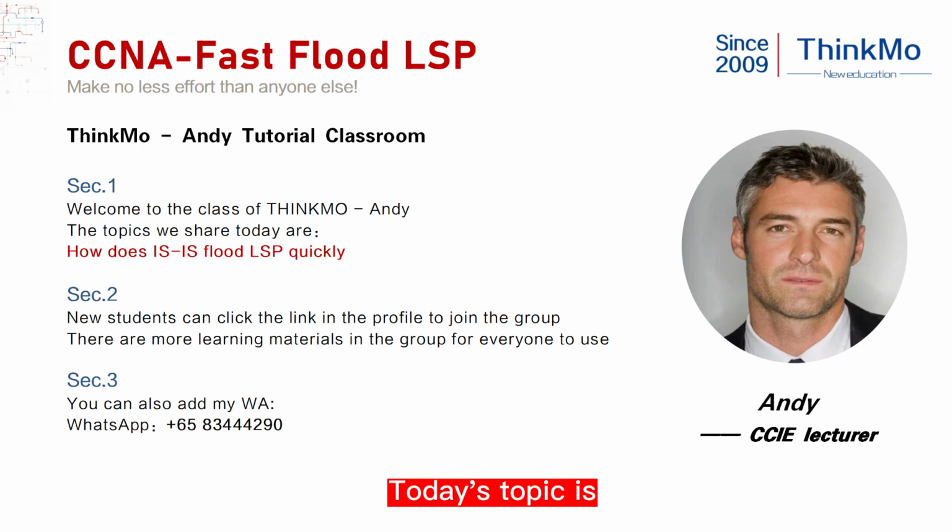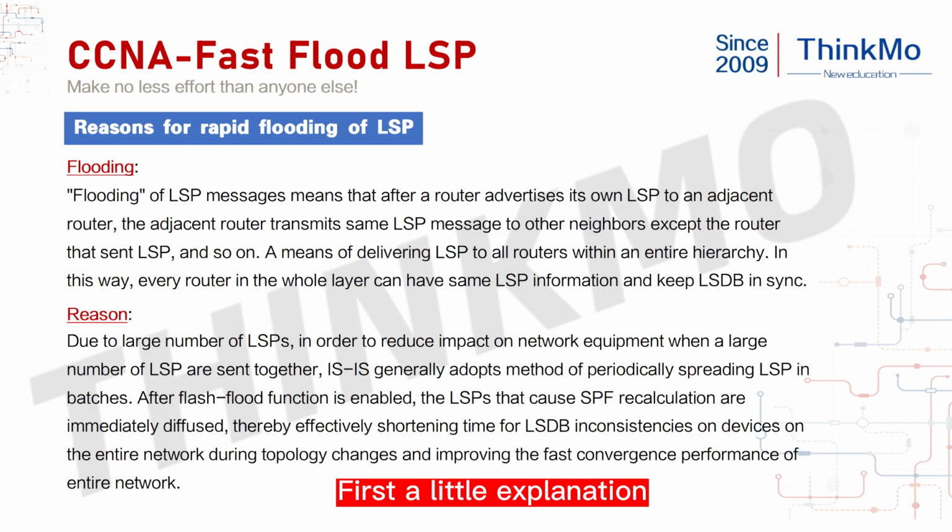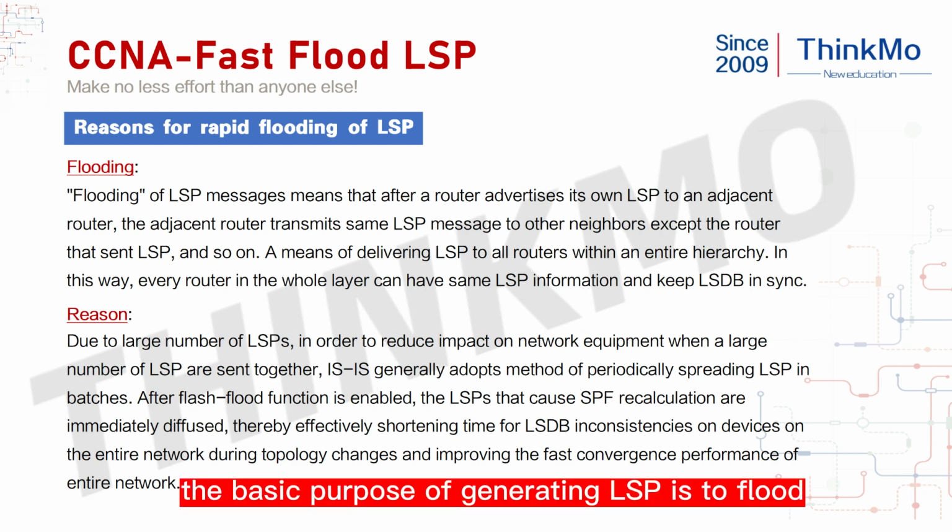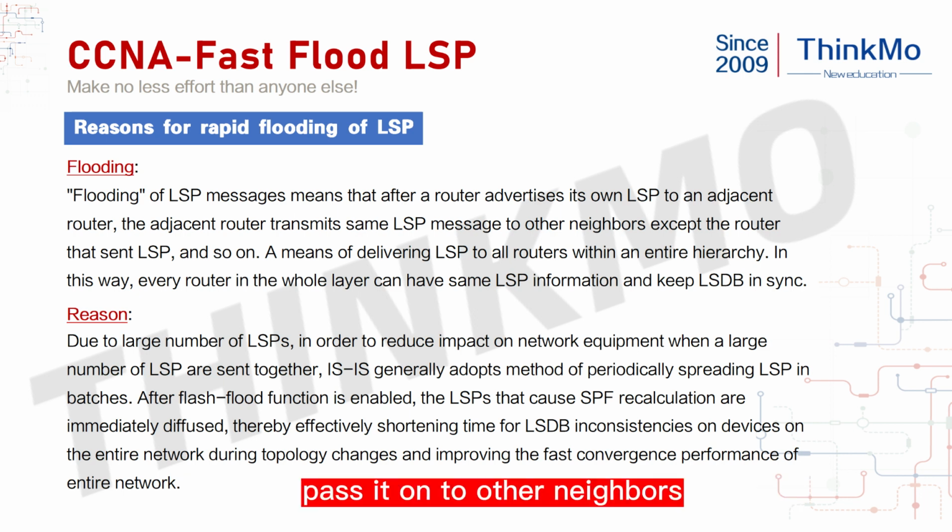Today's topic is: how does ISIS flood LSP quickly? First, a little explanation of its rapid diffusion property. It is for LSP. In the previous video, I explained how to quickly generate LSP. So today, how to flood quickly. The basic purpose of generating LSP is to flood it, to pass it on to other neighbors. The concept of LSP is not introduced here.